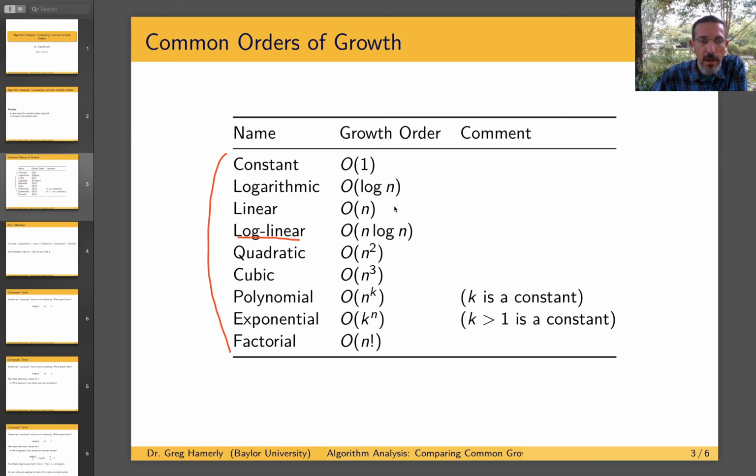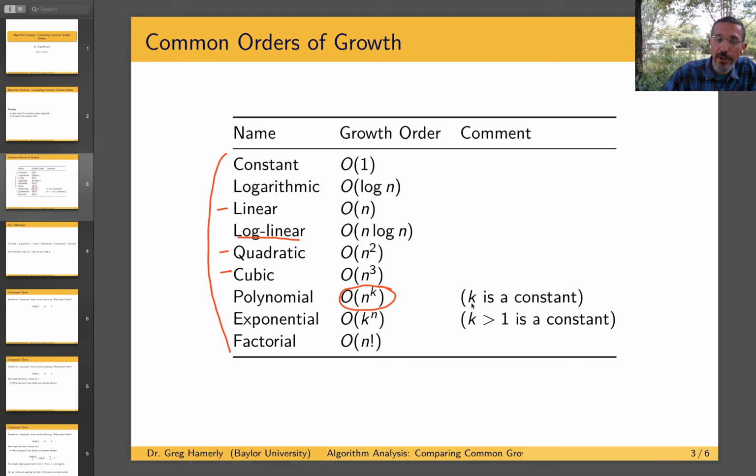And notice that linear, quadratic, and cubic are all special cases of polynomial, right? Because this is n to the k for some value of k. K could be 10, k could be 100, but it could be 3, 2, or 1, okay?